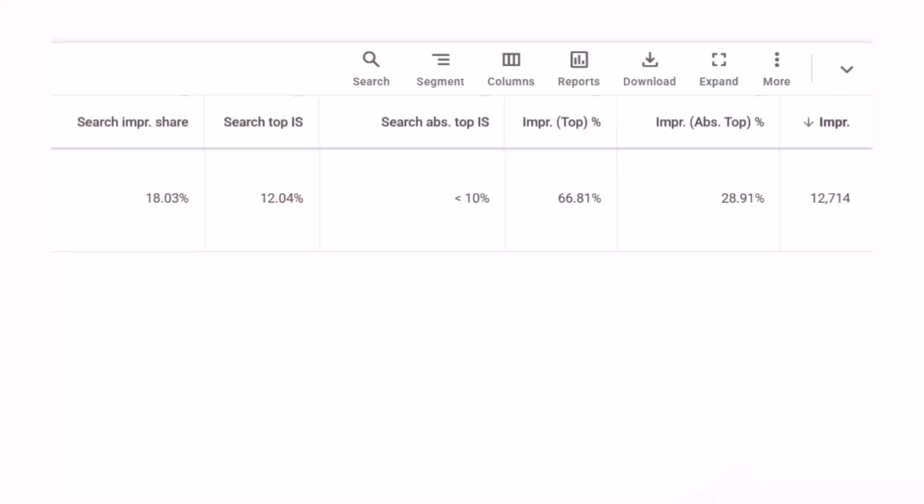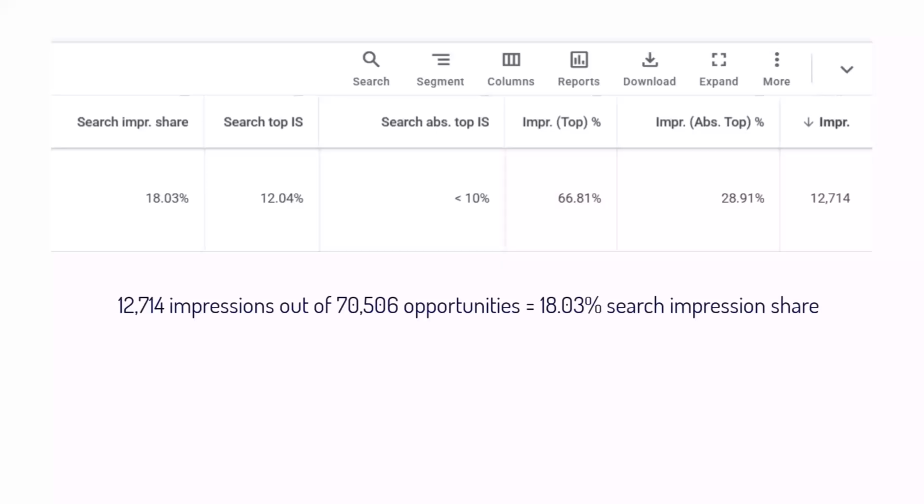Now let's take a look at this account for an example. The ads generated 12,714 impressions, but that only represents 18.03% of the total searches that they were eligible to appear for. Now that sounds quite poor. They captured 12.04% of the available top of page opportunities and less than 10% of the available #1 positions. Now you would be thinking this account isn't doing particularly well.